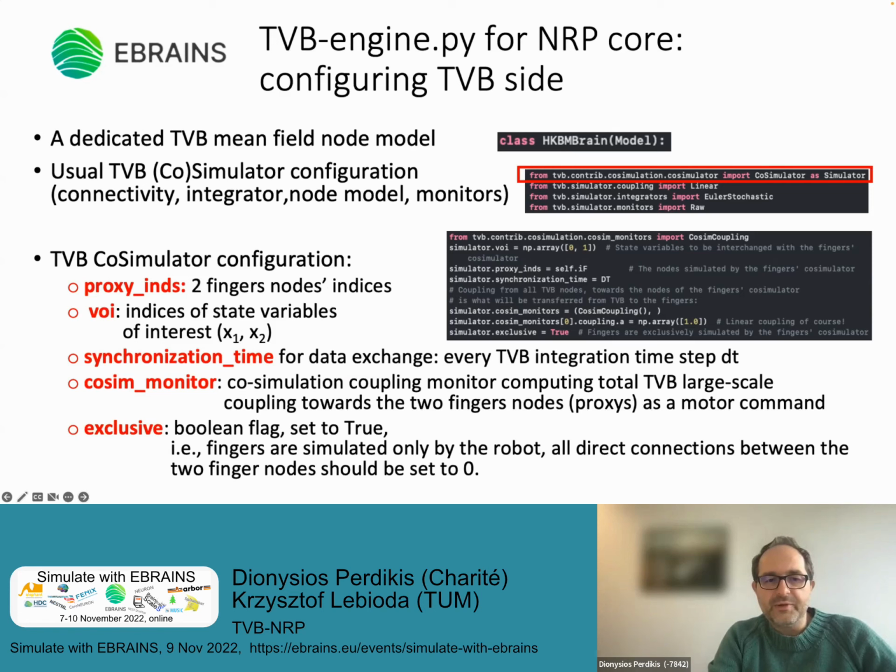We define a co-simulator monitor that will record the TVB data to send them to the fingers. And we explicitly set the exclusive parameter to true, which means that the fingers are only simulated by the robot, and therefore no other TVB direct connections between the brain and fingers are going to be functioning. So these are more or less the important features of the code of the TVB engine that will plug in with the robot.